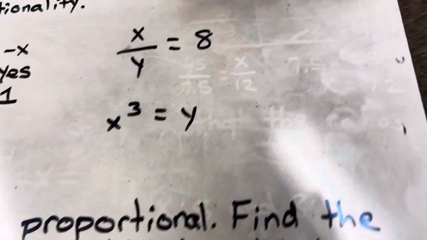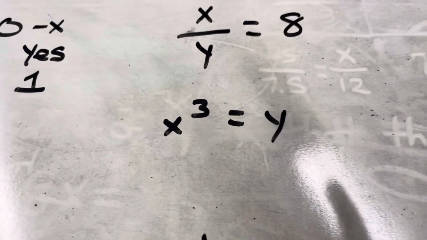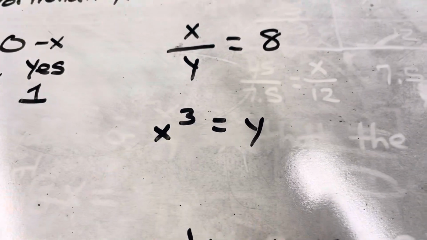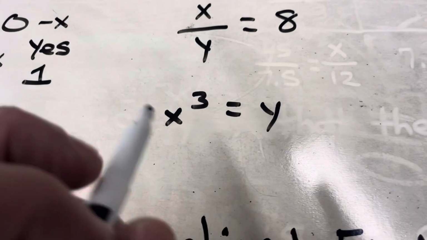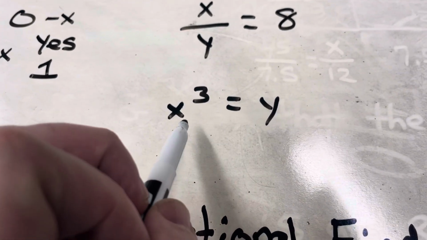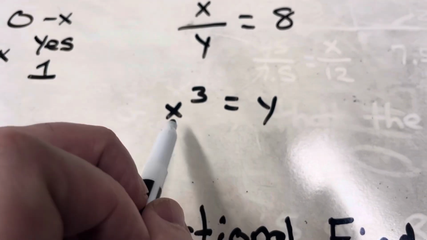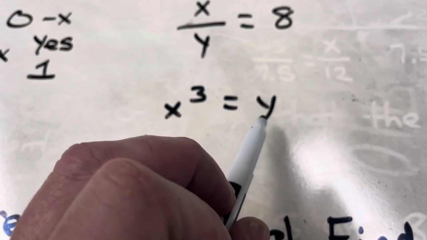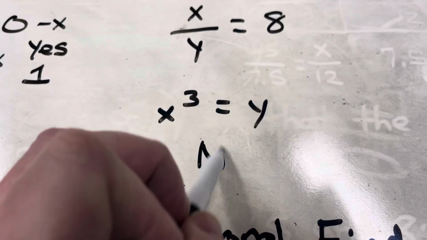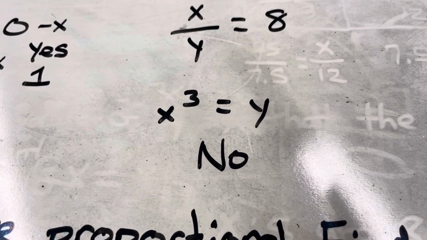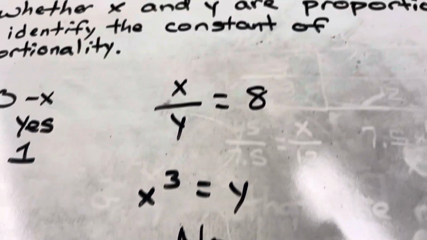X cubed equals y. Well, I just want x equals y, not x cubed. There's not really much that I can do here. I can't change this without changing that. So clearly, that's going to be a no. That just does not work. Let's look at this one.